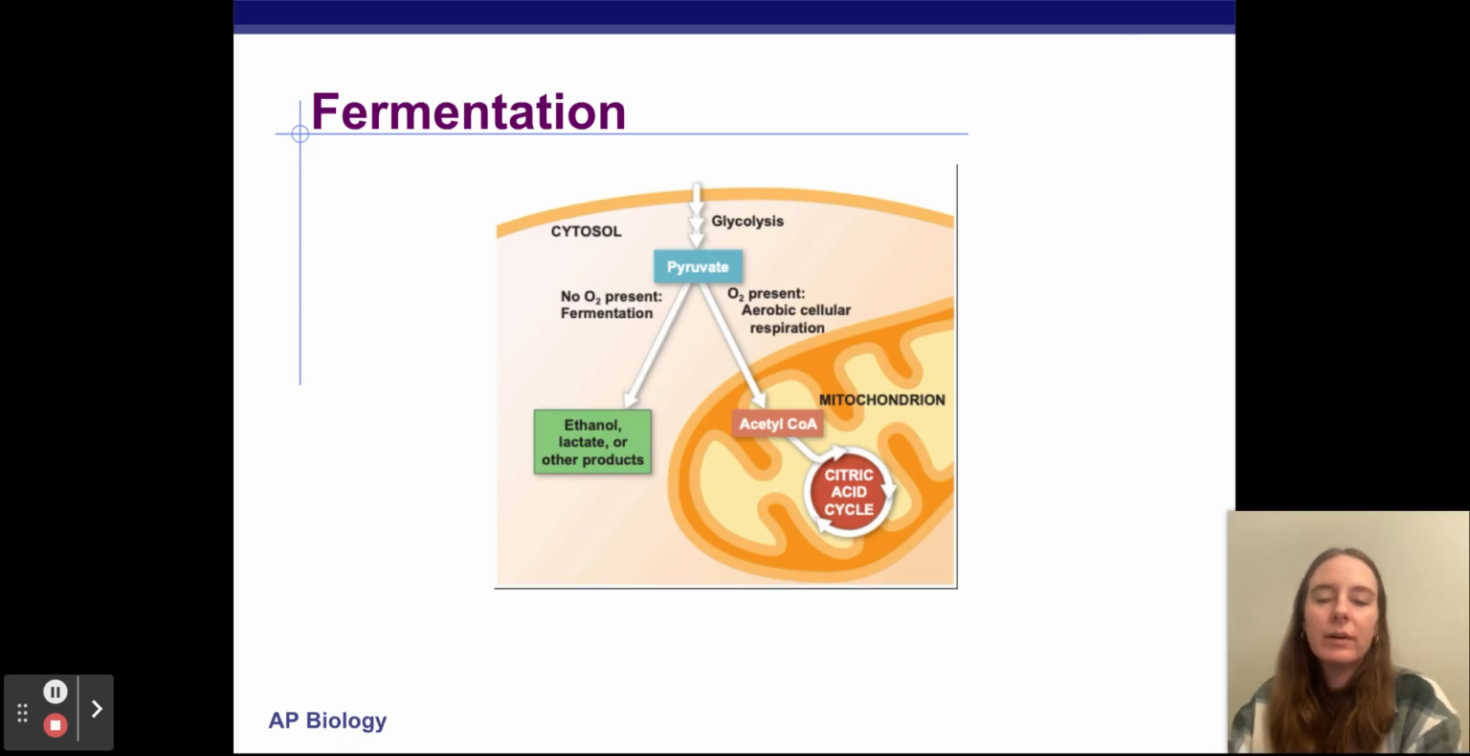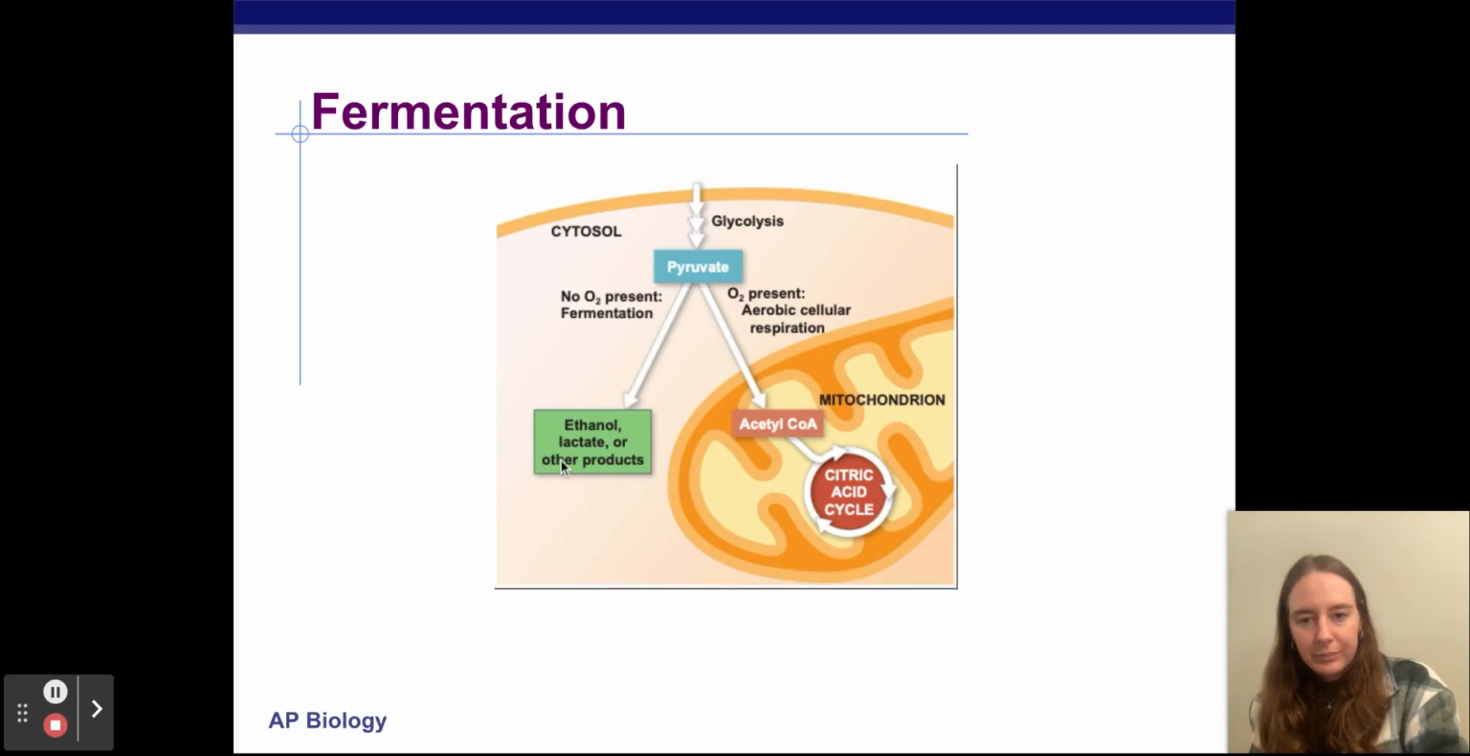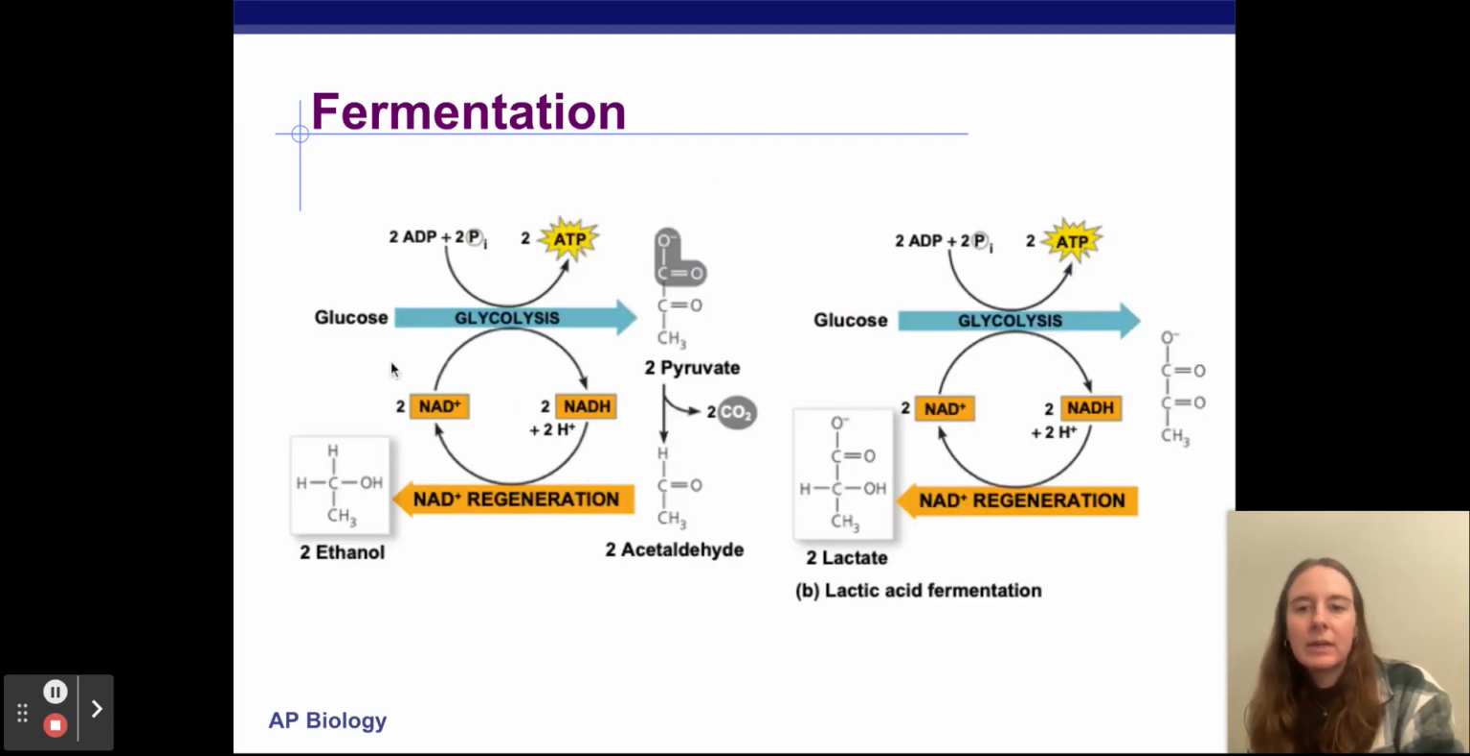Just to review really quick of fermentations, we talked about it in the last video, but remember if you have your glucose molecule that gets oxidized into pyruvate, but you don't have any oxygen present, we go into fermentation. If you do have oxygen present, you go into aerobic respiration in the mitochondria. And let's take a closer look at fermentation. The product of fermentation, you could either make alcohol called ethanol, lactate or lactic acid, or some other products.